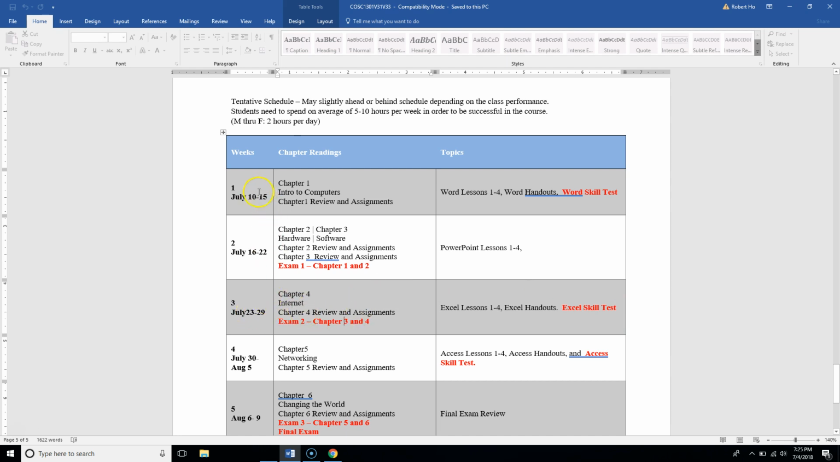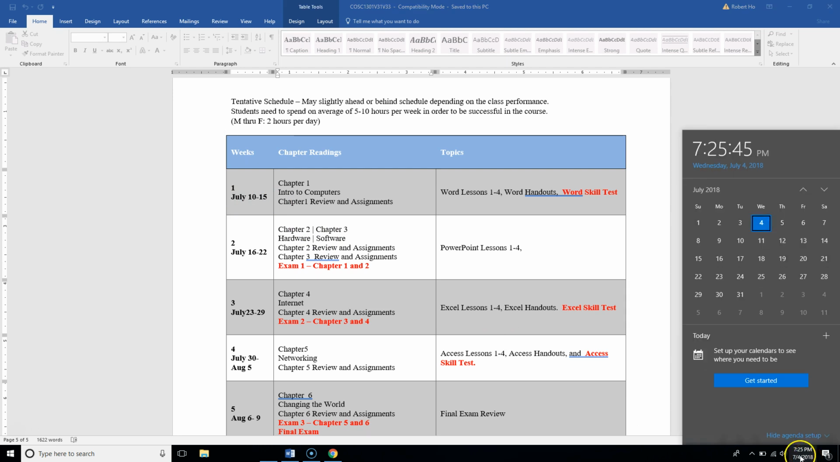So, for example, week 1 from July 10 to 15. If you look at my calendar here on the right hand corner, it is due by midnight on the 15th. And then week number 2 from July 16 to 22nd.